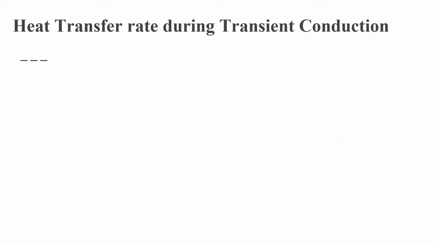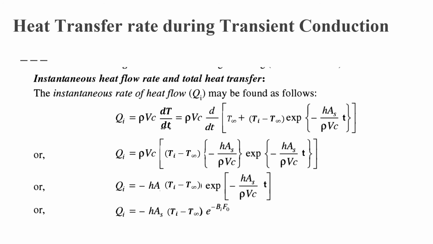Now the last part of this, that is heat transfer rate during transient conduction. There are two types of heat transfer rate we are going to derive. One is instantaneous heat flow rate and the other is total heat flow rate. Instantaneous heat flow rate means, during the entire heating process from time t equal to 0 to t, if I want to know at any time in between what is the rate of heat transfer, that is called instantaneous. But if I want to know from 0 to t what is the total heat supplied, that is called total heat transfer.